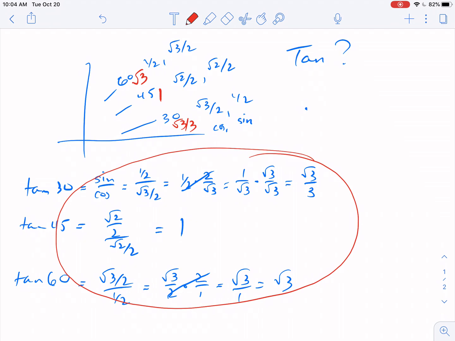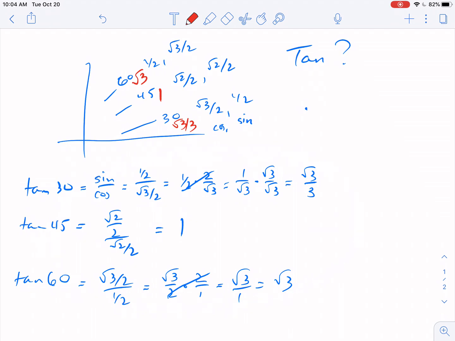So you add this to your memory bank, and then the idea is as you move around the quadrant, because both answers are positive, we know that tangent is positive in this quadrant. Here, my x is negative and my y is positive. So if the bottom number is negative and the top number is positive, the answer would be negative, right? So the idea is when there's one of each sign, tangent is negative.